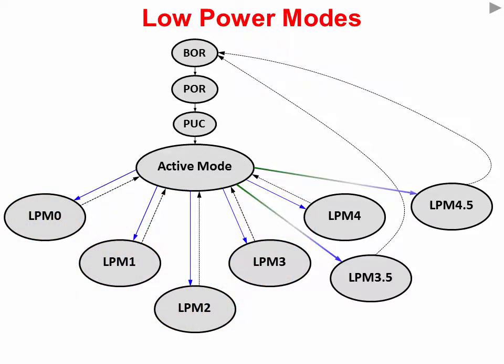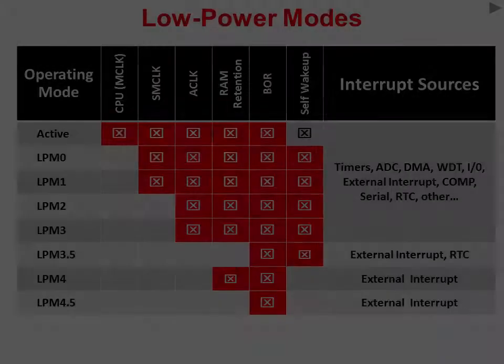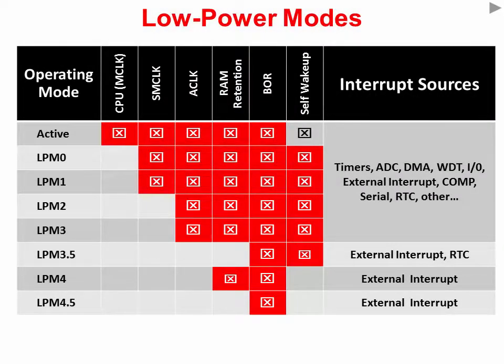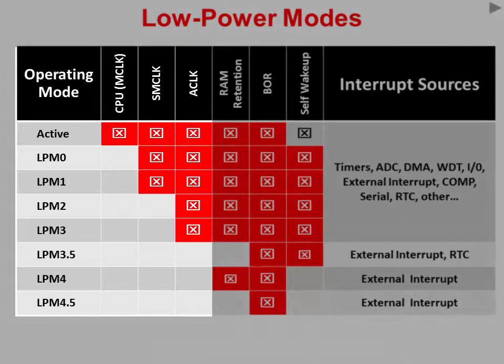Okay, what actually gets turned off in each low power mode? Well, here's a table that shows us what features are enabled and disabled in each of the low power modes. As we work down from active mode, we see that each of the MSP430 internal clocks gets turned off at different low power levels. For example, MCLK, the CPU clock that is, gets disabled right away at LPM0, but the low frequency ACLK stays on all the way through LPM3. Turning off each of these clocks saves power.